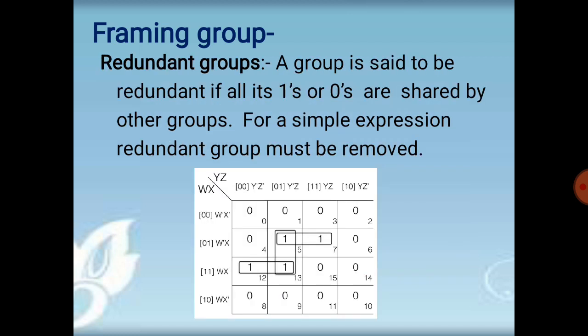Now next, redundant group. A group is said to be redundant if all its zeros and ones are shared by other groups. Here the pair made by cells 5 and 13 is the redundant group because all its ones are shared by other groups. So this is called a redundant group, and for a simple expression the redundant group must be removed.